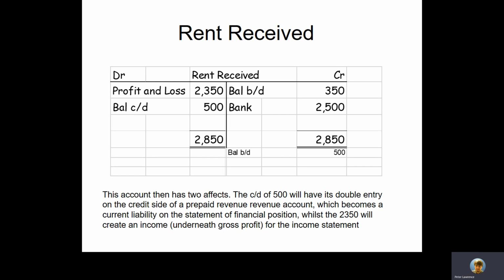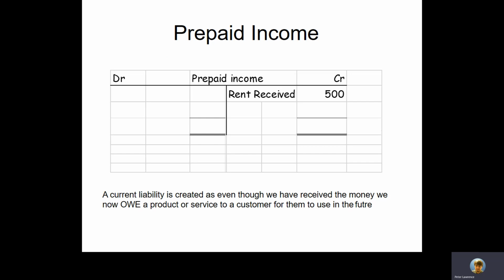And we would add that underneath gross profit. Again, we'll do a triple entry for the carried down. So we've got the carried down of 500, we've got the brought down of 500. But we're also going to do another entry off this 500. Now, every single time on these accruals and prepayments, the double entry comes off the carried down. So it's going to end up on the credit side of a prepaid income account.